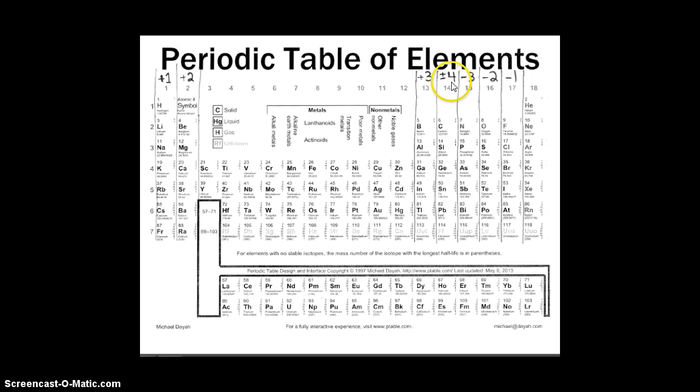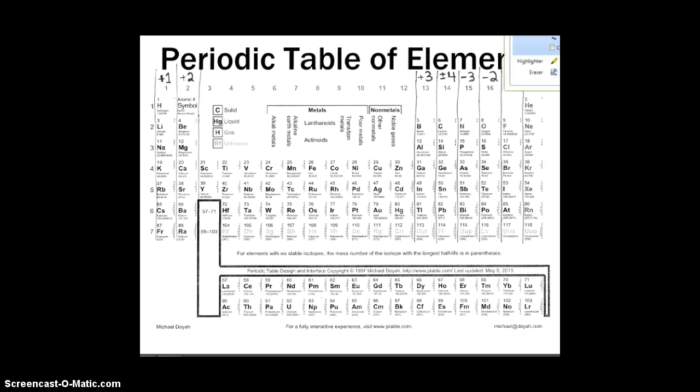So it can either gain 4 or lose 4, kind of in the middle. It depends on who it's doing business with. Finally, on the right-hand side, you have all your negative ones. Nitrogen, phosphorus, they want to gain 3 electrons. Oxygen, sulfur want to gain 2 electrons. Fluorine, chlorine, bromine, they all want to gain 1 electron. Okay, so that's where I'm getting my positives and negatives from.